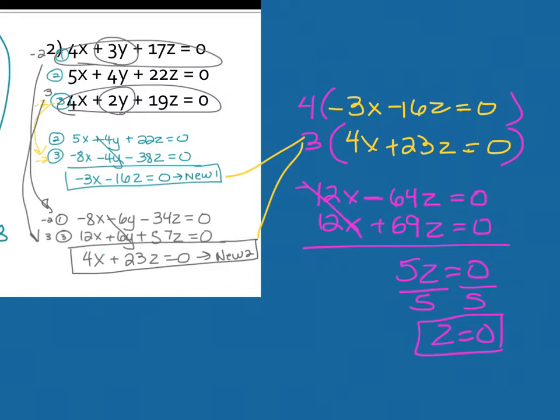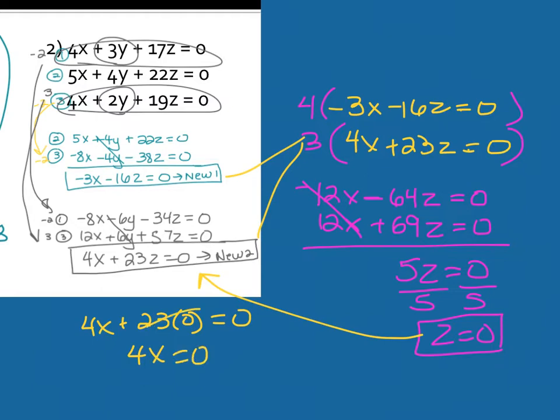And then I have to take and plug that in where? One of the new ones, right? If you plug it back into an original one, there's still 2 unknowns. So it doesn't matter which one. Let's just say I grab the bottom one. 4x plus 23 times 0 equals 0. 4x, this cancels, equals 0. And again, x equals 0.